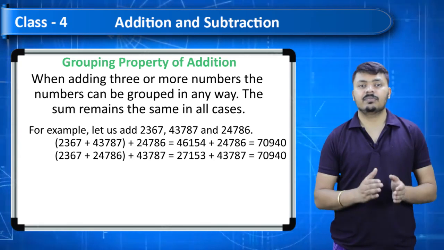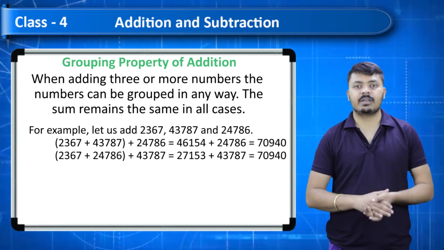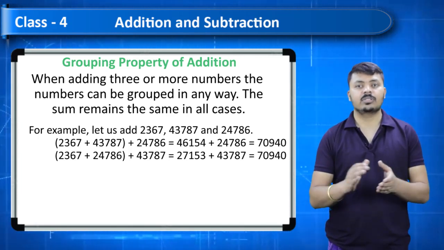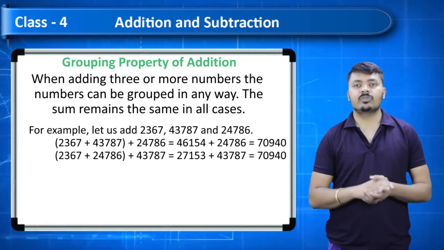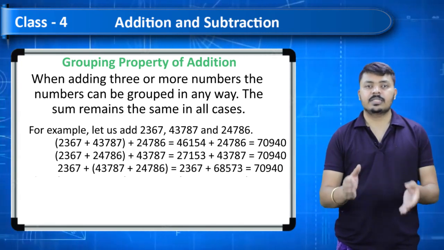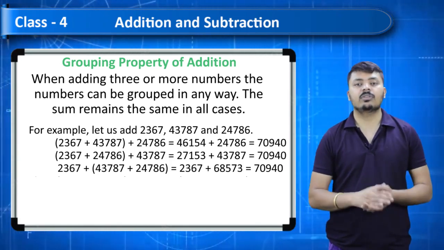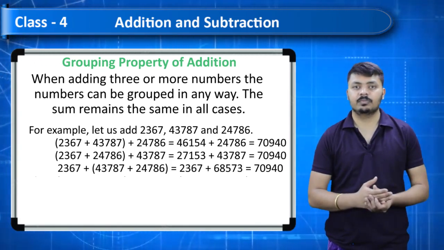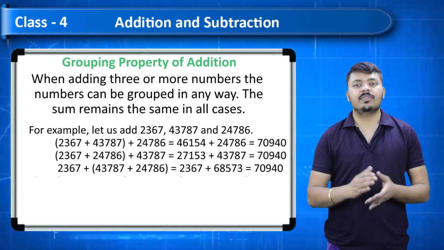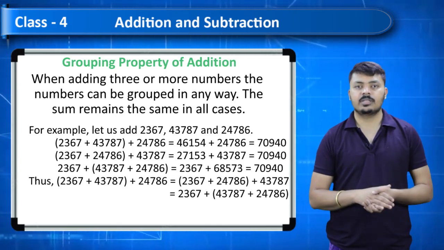2,367 plus 24,786 plus 43,787 is equal to 27,153 plus 43,787, which is equal to 70,940. 2,367 plus 43,787 plus 24,786 is equal to 2,367 plus 68,573, which is equal to 70,940.